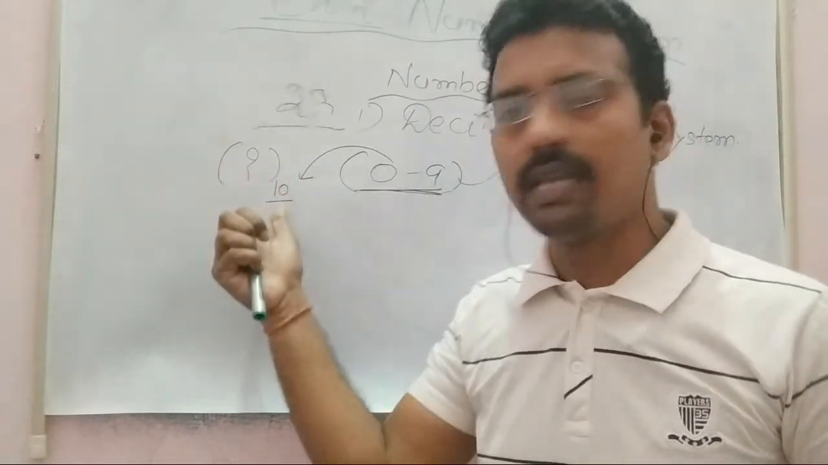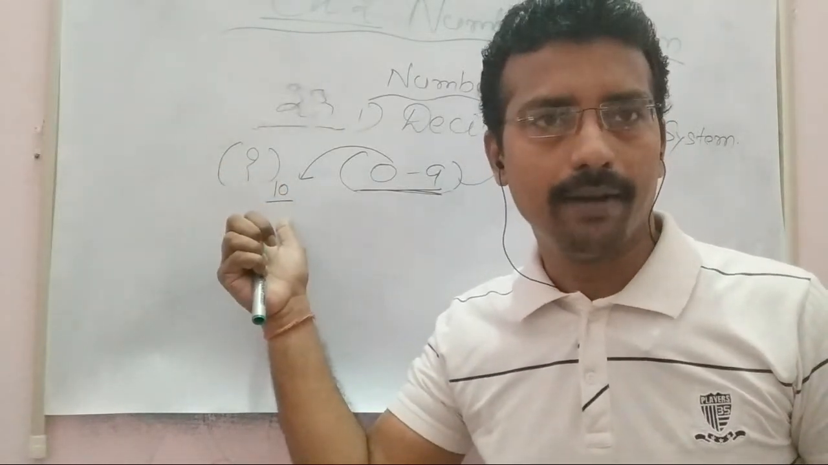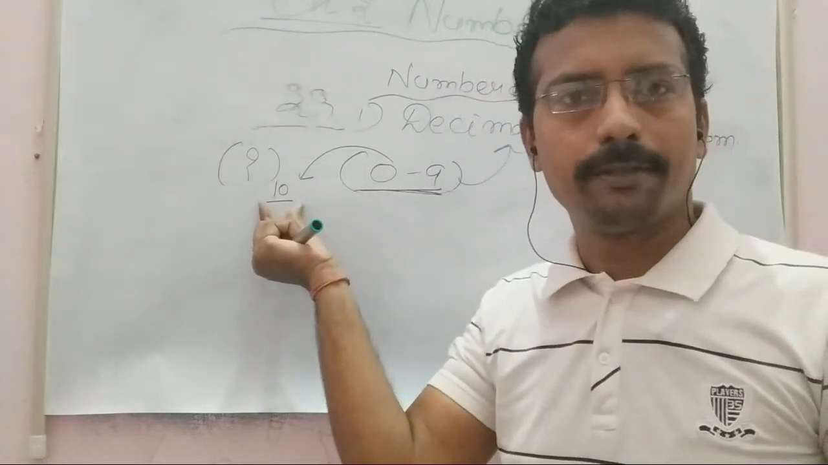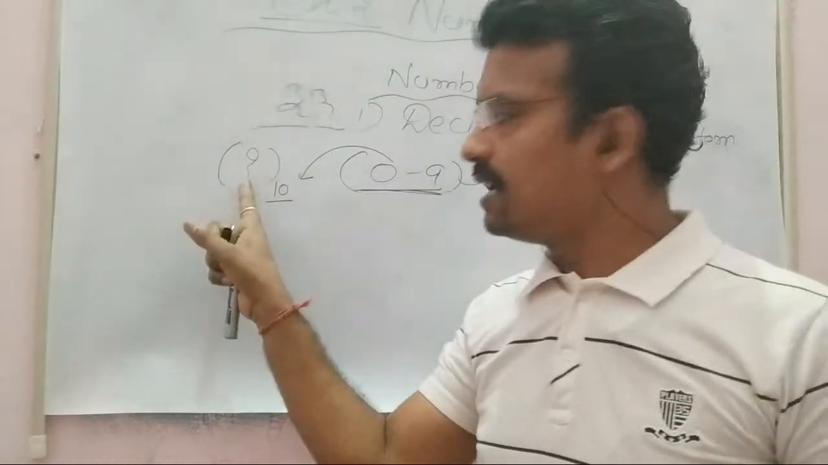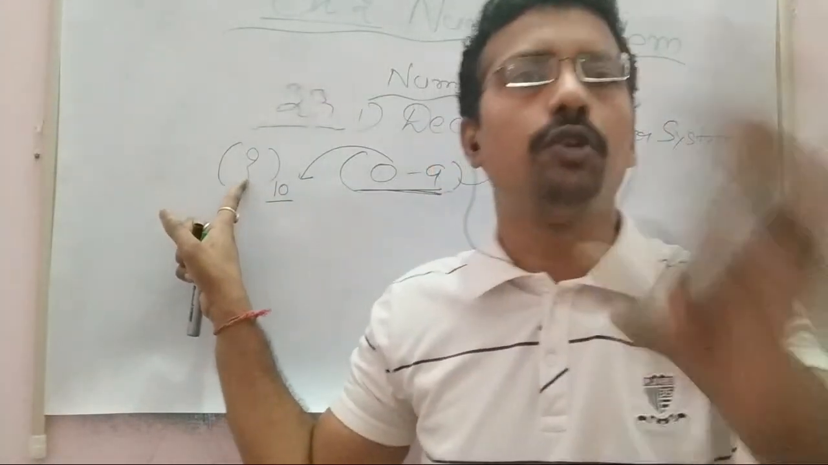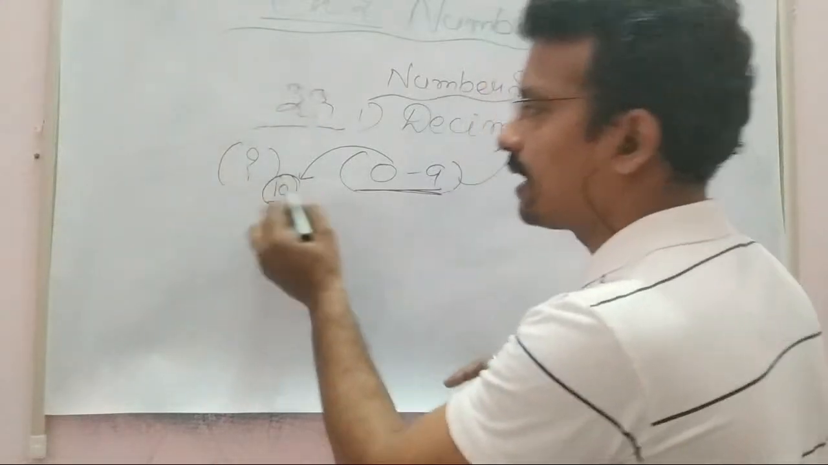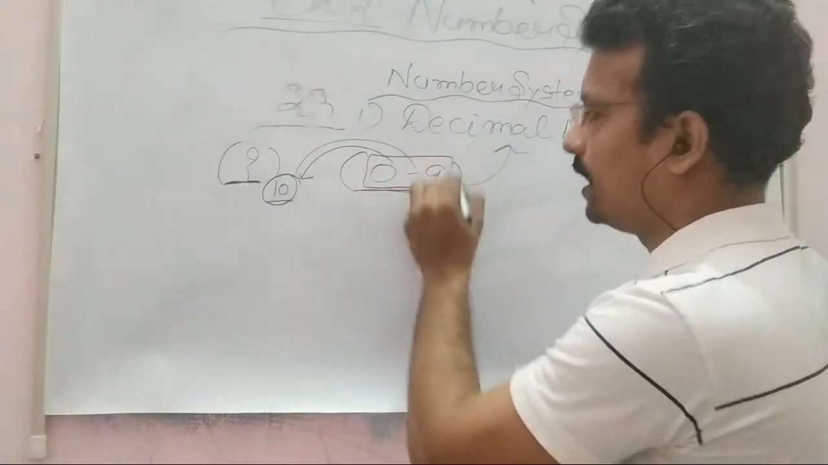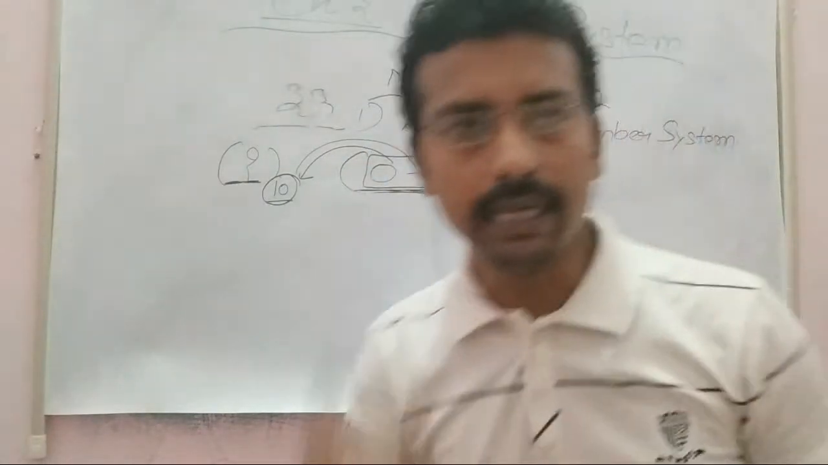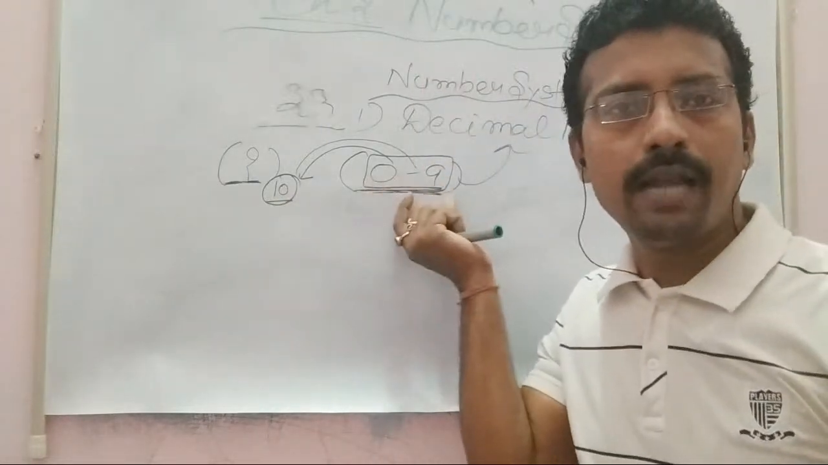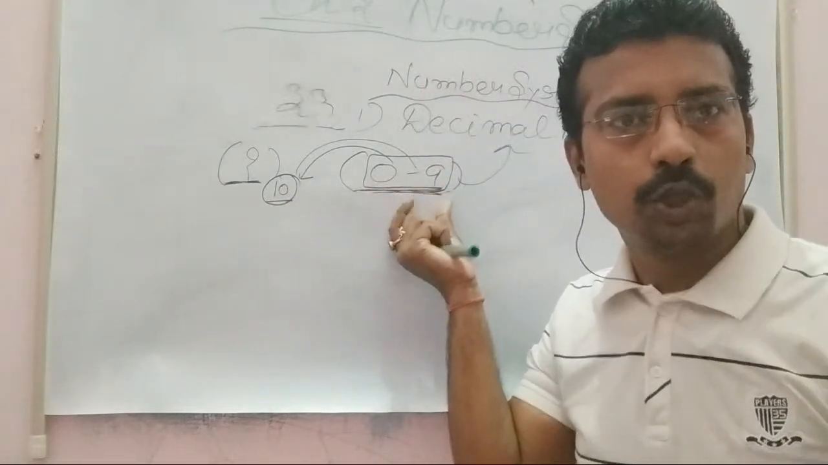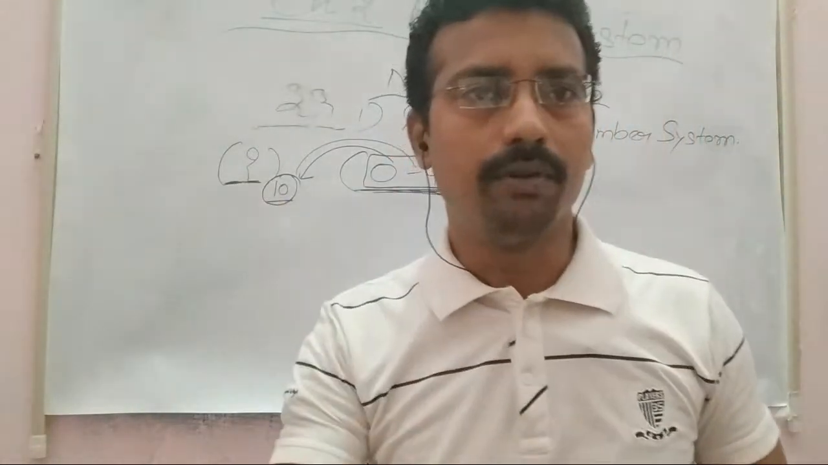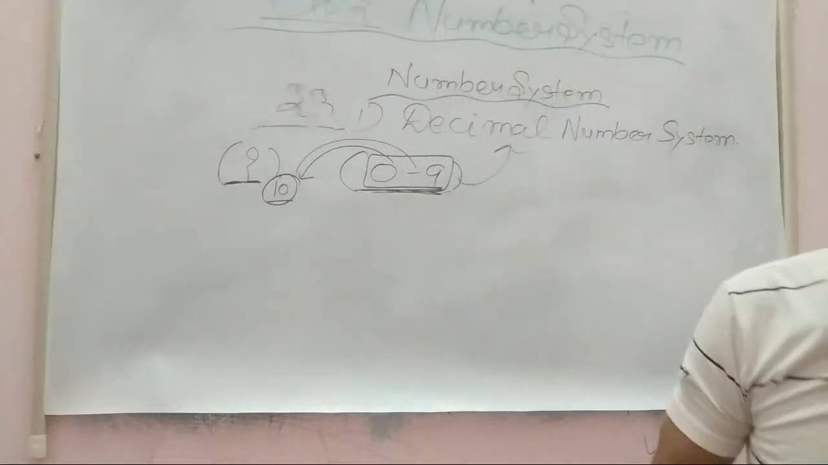Any number whose radix is 10, called the radix or base, you will understand has been created with the help of this digit range. Clear? This digit range means 0 to 9. So this way we can generate decimal numbers. Let's go for decimal numbers first.